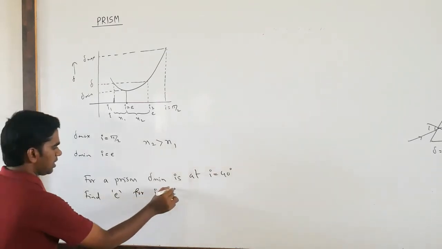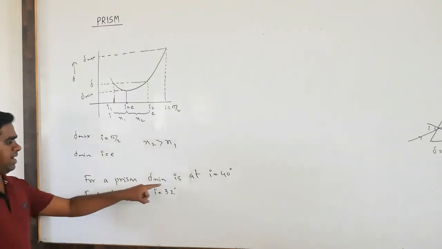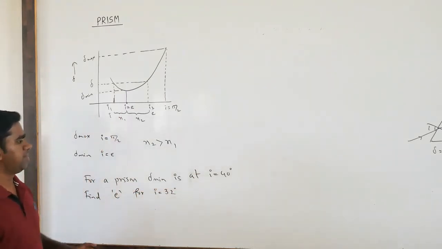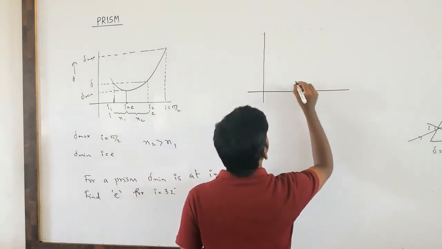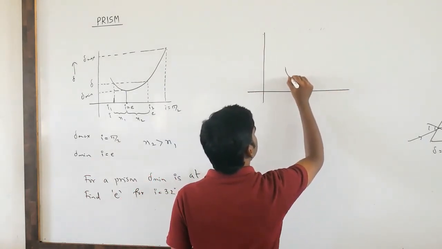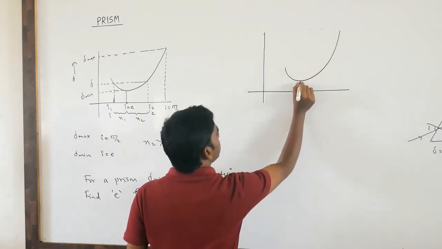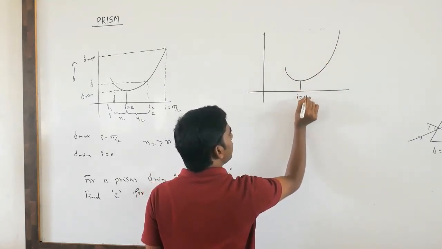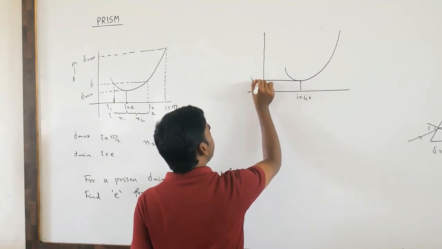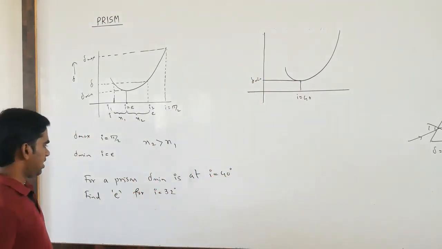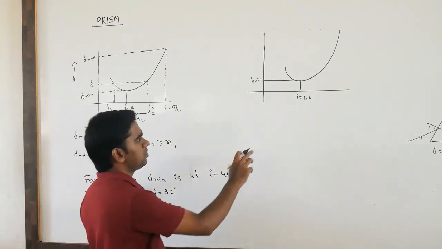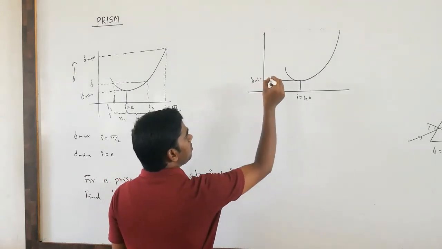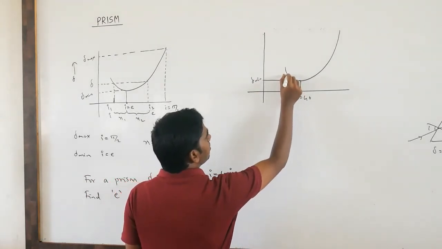So what is the question? For a prism, delta minimum is at I equals to 40. If I plot the graph here again, this is your graph. So for I equals to 40, delta is minimum. What are they asking? They are asking for I equals to 32, what is the angle E. Here the angle E equals to I. For I equals to 32, it will come somewhere here.